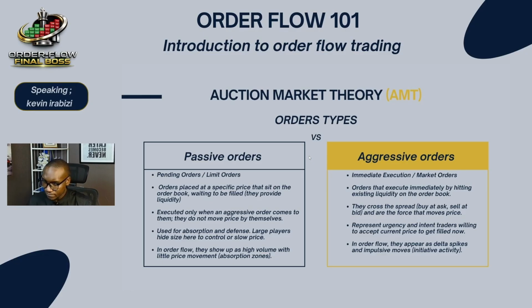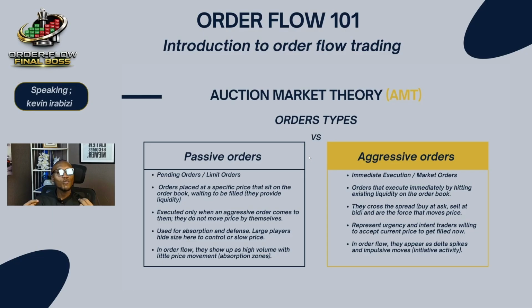Now we have aggressive orders, and we know aggressive orders are immediate execution or market orders, like I'm going to show you in the next slide. These traders want to execute their orders immediately, and they will be hitting the available liquidity. So an aggressive order only interacts with a passive order. No, passive orders do not interact with each other.